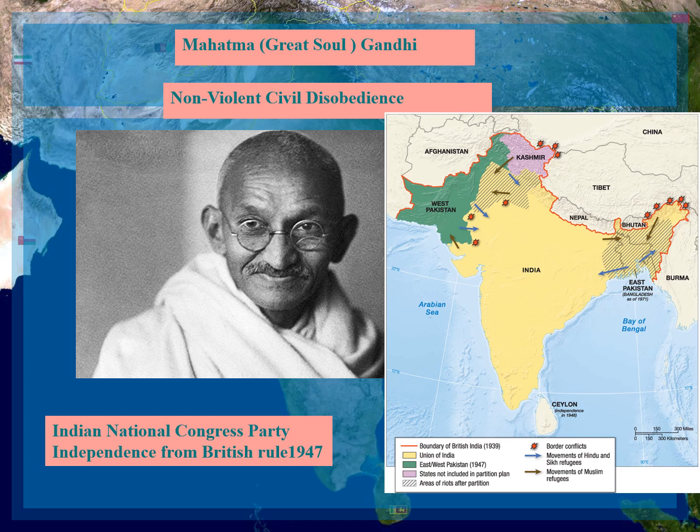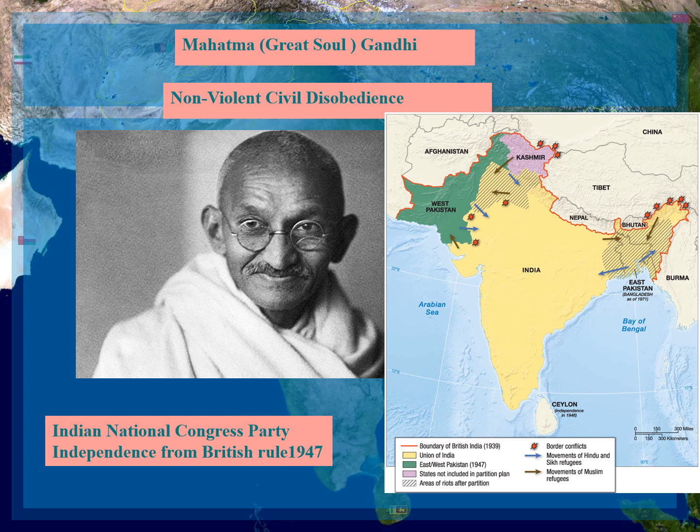And so if you can see on the map, what begins pretty much immediately after this decision is the largest migration of people in recorded history, because people start moving from one country to another to be in the area where they're practicing their religion. Those areas that you see in the map that are hashed, those are areas that actually happen as riots immediately following partition. The brown arrows are the movement of Muslim refugees. The blue arrows are the movements of Hindu and Sikh refugees.